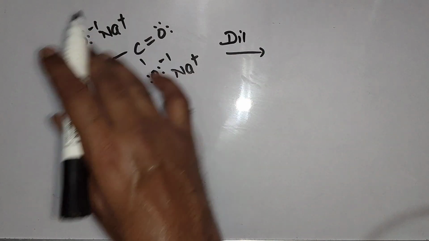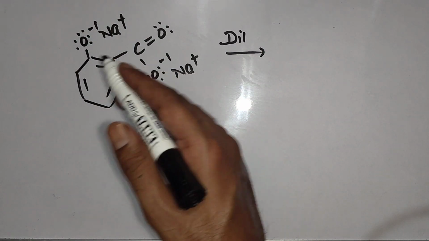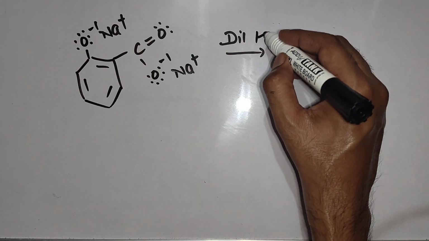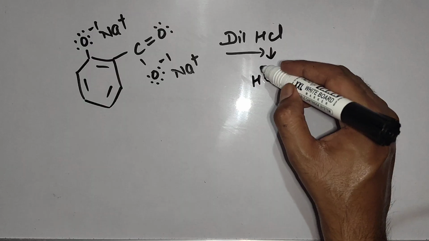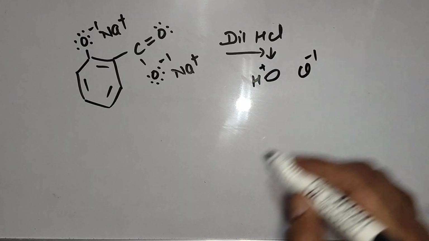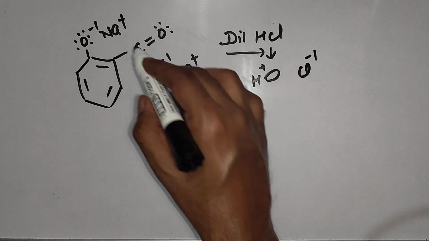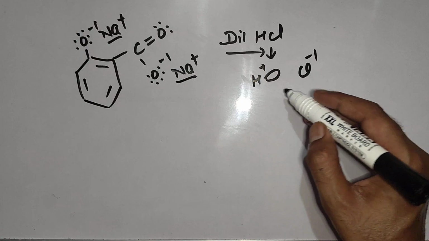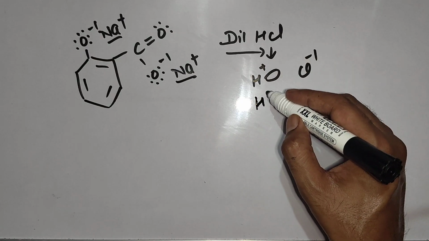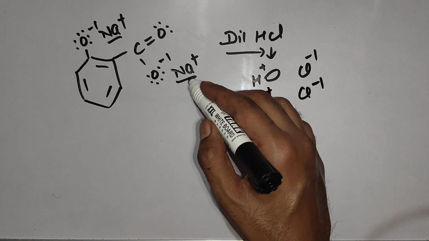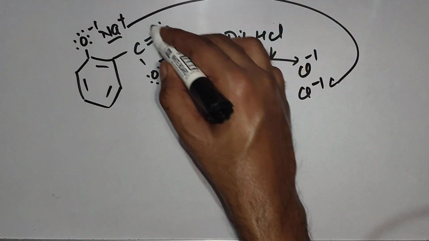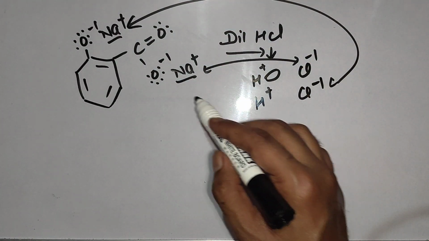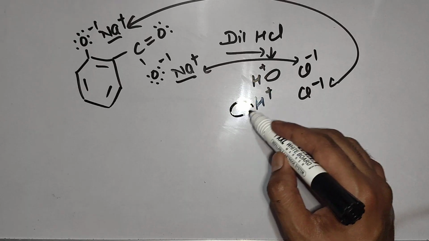We need to combine this white color powder into dilute HCl. You know, dilute HCl will provide us what? H positive, Cl negative. So here Na positive will combine with Cl negative. For balancing, 2 particles of HCl will be utilized. Na positive, Cl negative, they will combine. Na positive, Cl negative, they will combine. And at the place of Na positive, H positive will come.